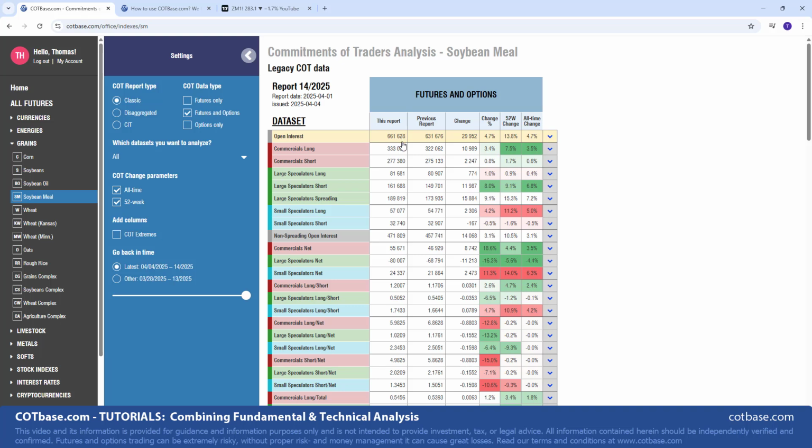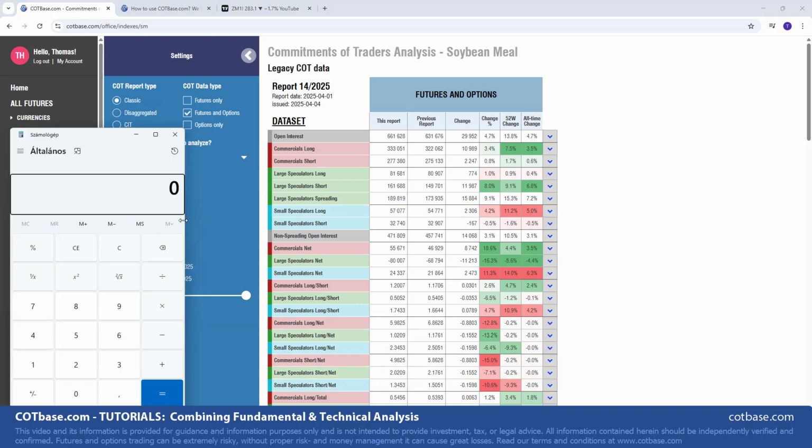So we have total open interest of 661,628, but non-spreading open interest is 471,809. Now, what is spreading? Spreading means that large speculators are holding both long and short positions at the same time. They could be in different delivery months, or in different but related commodities. So that's a special, unique part, but you'll see how we get to that.